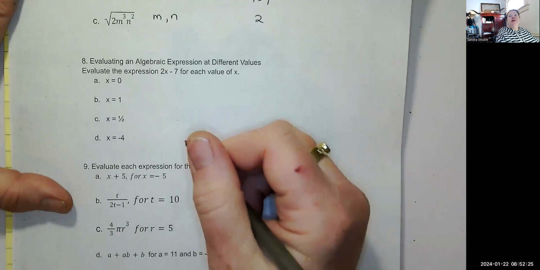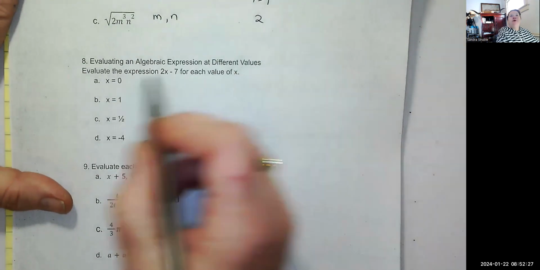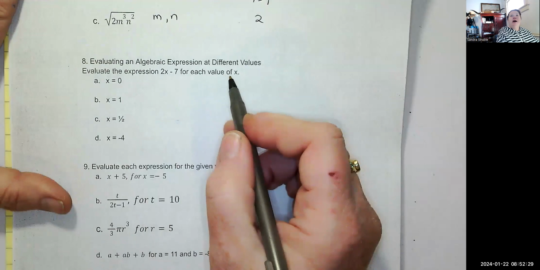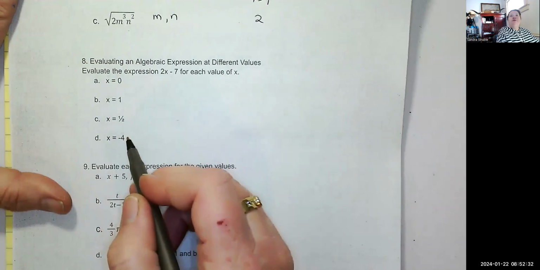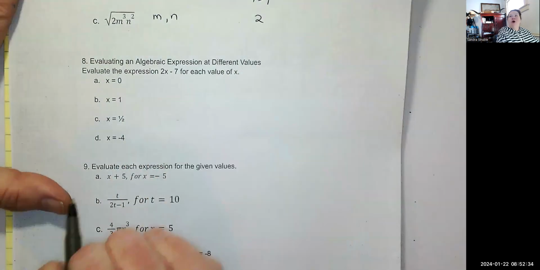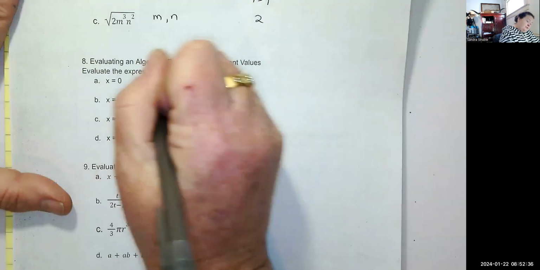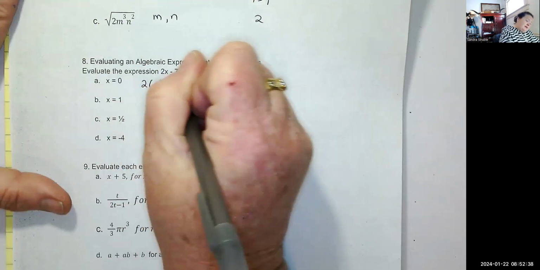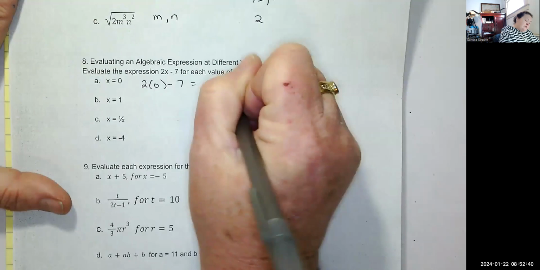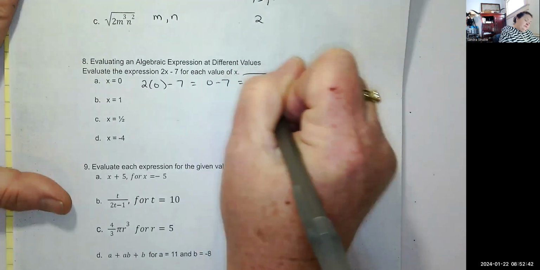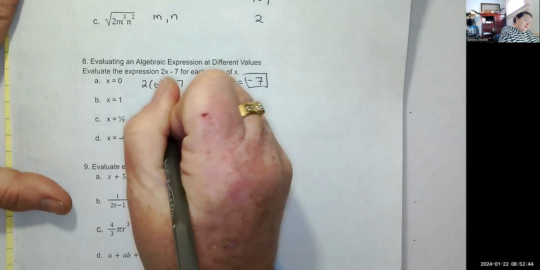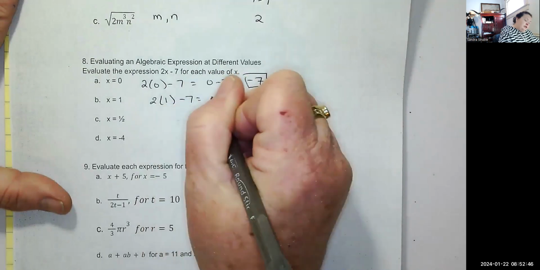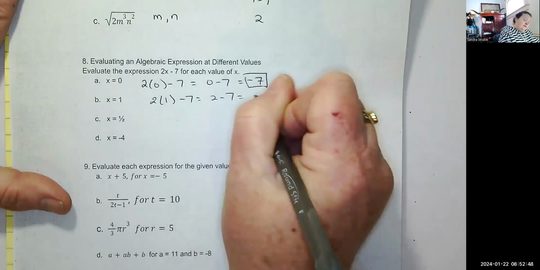All right. Evaluate an algebraic expression at different values. So evaluate this expression for each value of x. So we're just going to plug in each of these numbers into the x and solve the expression. So the first one is 0. 2 times 0 minus 7 is 0 minus 7, which is negative 7. The next one is 2 times 1 minus 7, which is 2 minus 7, negative 5.